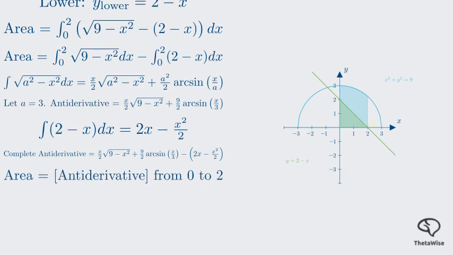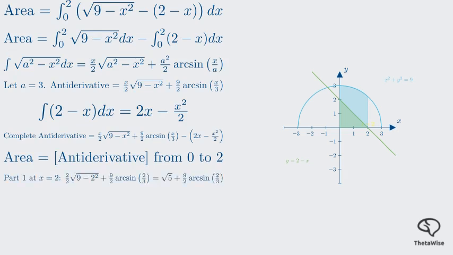The whole expression evaluated at 0 is 0. So we only need to evaluate it at the upper limit, x equals 2. Substituting 2 into the first part, we get 2 over 2 times the square root of 9 minus 4, plus 9 over 2 times the inverse sine of 2 over 3. This simplifies to the square root of 5 plus 9 over 2 arcsin of 2 over 3.